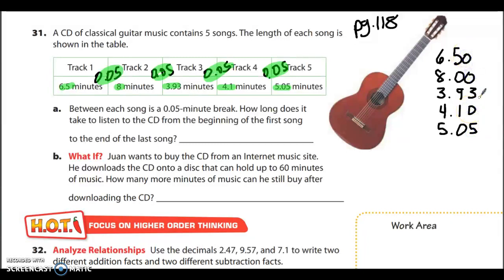And now I've got my breaks here. And I want to think about this. If I add up 5 plus 5 plus 5 plus 5, I'd get 20. So I'm just going to add in a 0.20. So that's all my breaks. So I've got my 5 songs, plus I added up all my breaks. And if I add these up, I should get the right answer.